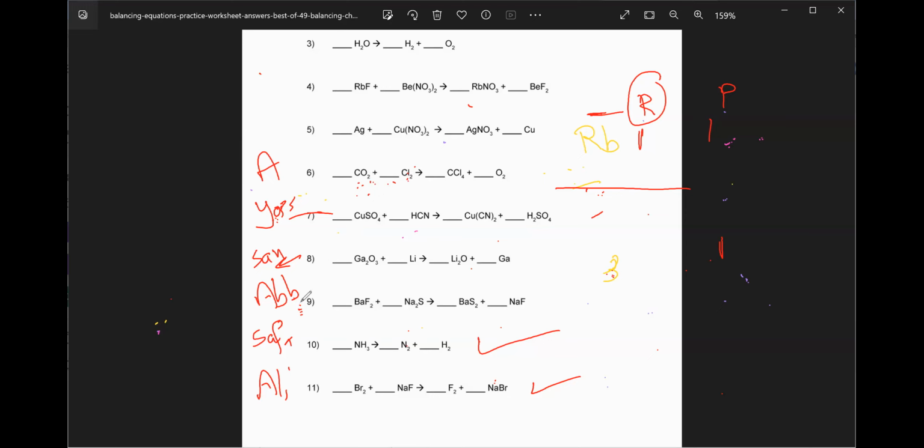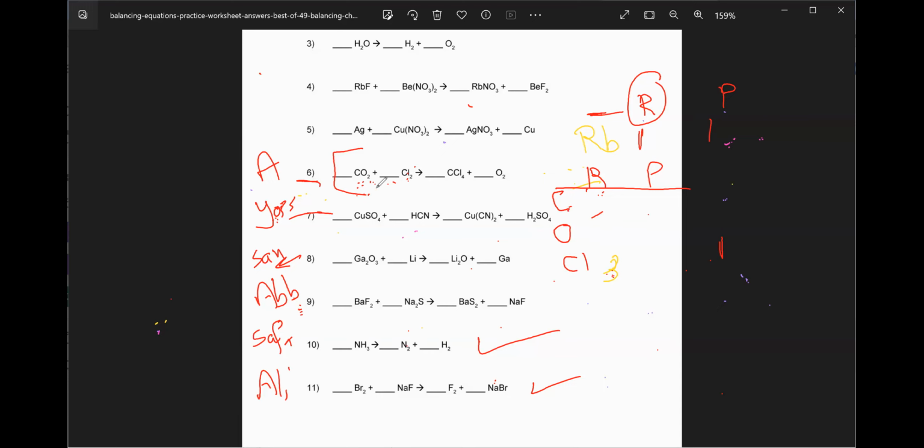Oh, for number 6 or 9 you're talking about? Six. Okay, six, so reactant, product. Yeah, I'm getting my paper. Okay, we have carbon and we have fluorine. Now we have oxygen. Yeah, we have chlorine. Chlorine, and we have oxygen.